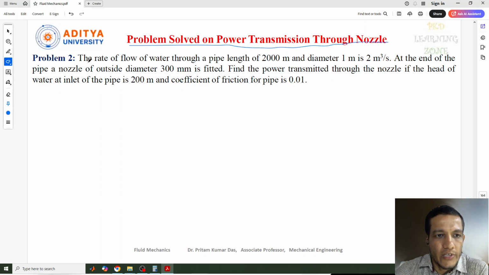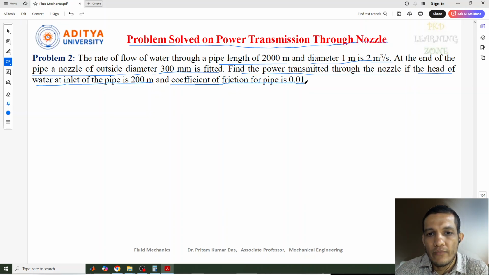Here I have taken a question: the rate of flow of water through a pipe of length 2000 meter and diameter 1 meter is 2 meter cube per second. At the end of the pipe, a nozzle of outside diameter 300 millimeter is fitted. Find the power transmitted through the nozzle if the head of water at the inlet of the pipe is 200 meter and the coefficient of friction for the pipe is 0.01.